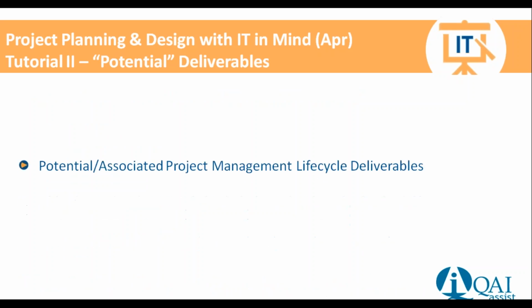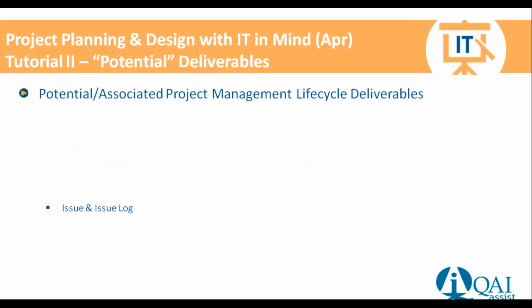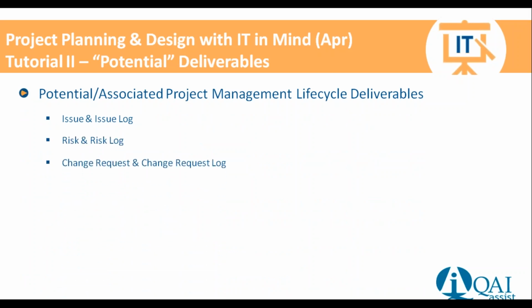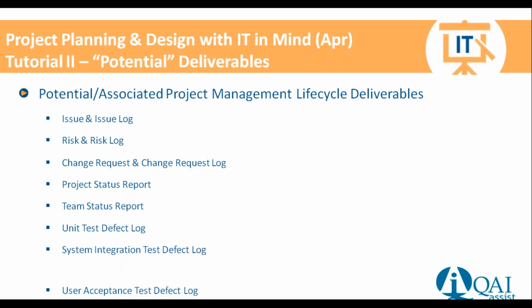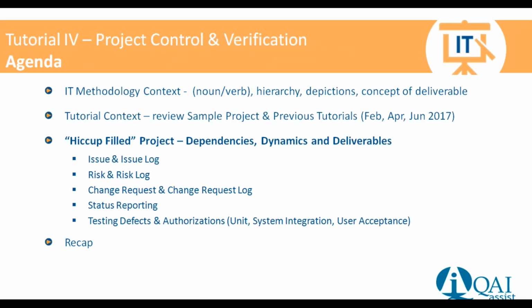They were these potential deliverables that we deemed them to be: issue and issue log, risk and risk log, change request and change request log, project status report, team status report, unit defect log, integration test defect log, user acceptance defect log. We need these deliverables because we're going to hit hiccups, we are going to hit pitfalls, we're going to hit reality. Who knows what we're going to hit?